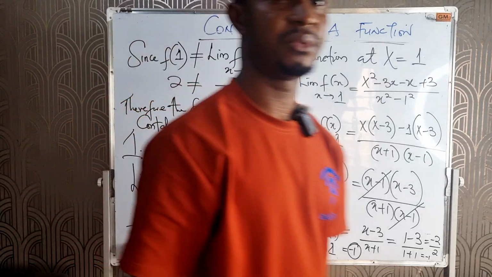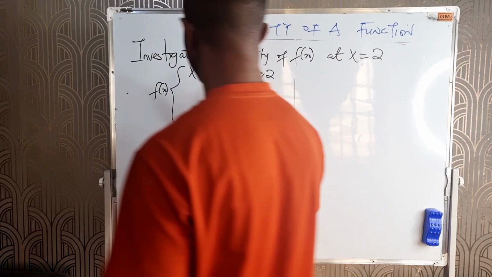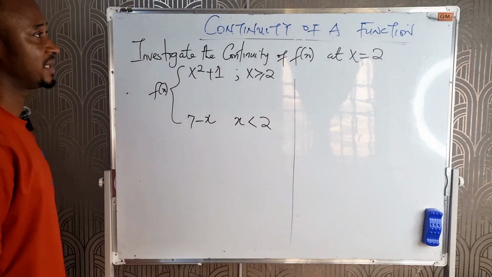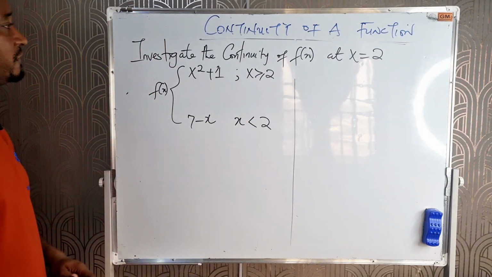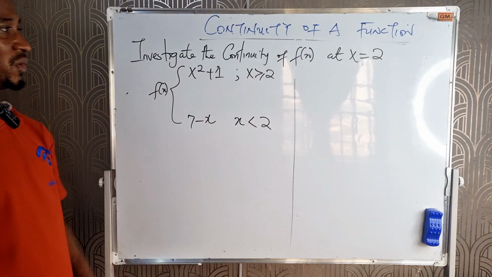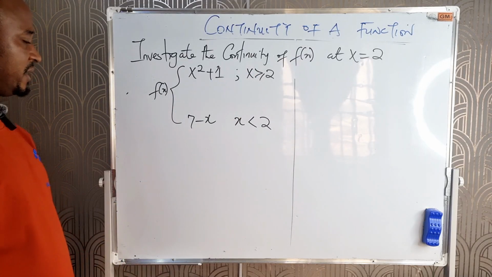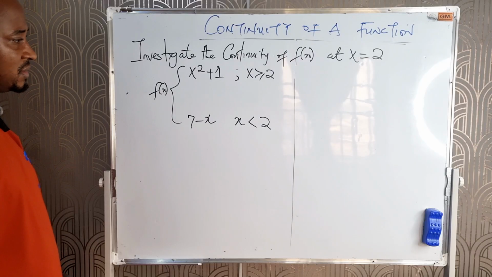Let's see another example. All right, guys, let's look at this example. We are asked to investigate the continuity of f of x at x equals 2. We are given two functions. The first function is x squared plus 1 if x is greater than or equal to 2, and the second function is 7 minus x if x is less than 2.